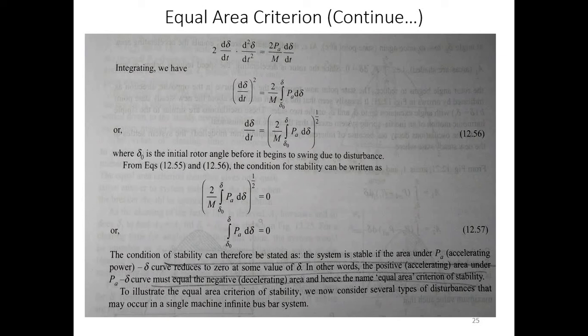That means this criteria is called the equal area criteria because here we are considering two areas, the accelerating area and the decelerating area, and both areas should be equal, only then your system remains stable. That's why this criteria is called the equal area criteria.